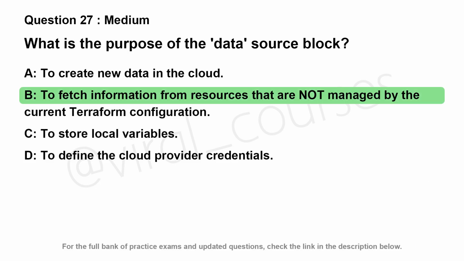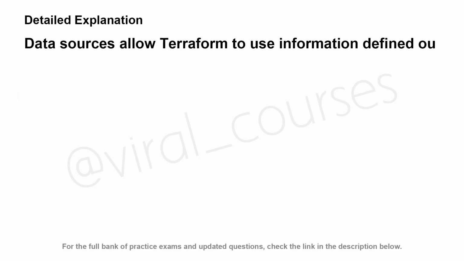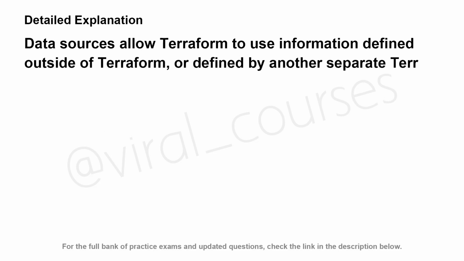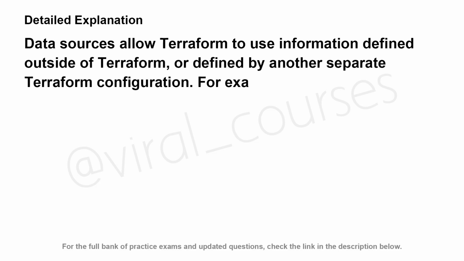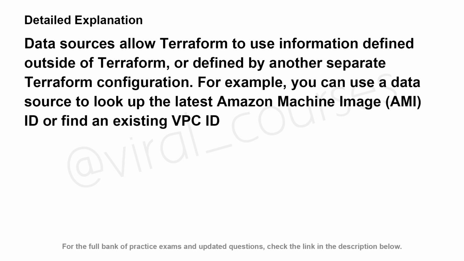The correct answer is B. Data sources allow Terraform to use information defined outside of Terraform, or defined by another separate Terraform configuration. For example, you can use a data source to look up the latest Amazon machine image, AMI ID, or find an existing VPC ID to use in your resources.